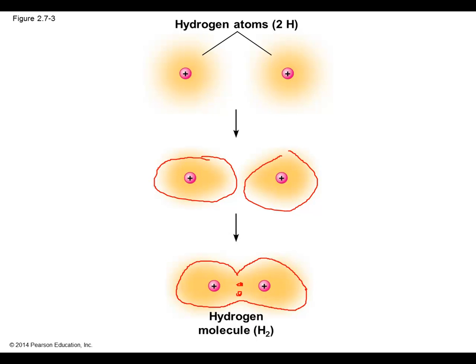And this makes a more stable situation where both shells have a pair of electrons, or they're completely full. So this is a stable bond. This is the hydrogen molecule H2, and this is known as a covalent bond.